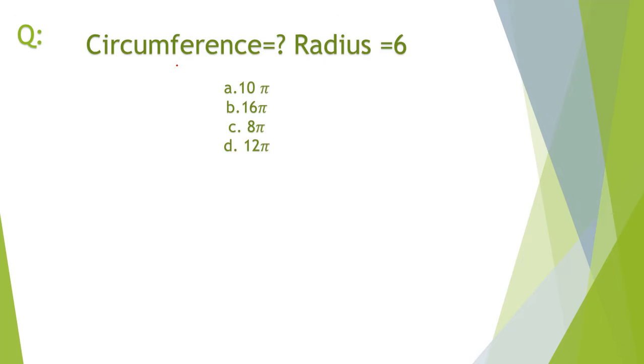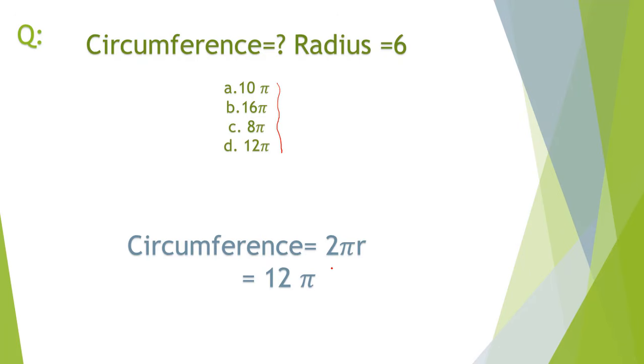What is the circumference if the radius is 6? And we have the options. The formula is 2 pi r. So if the answer is in terms of pi, we just have to multiply 2 with 6. It's 12 pi.